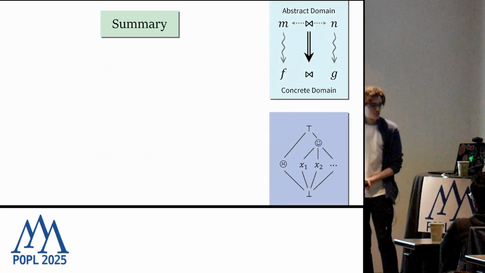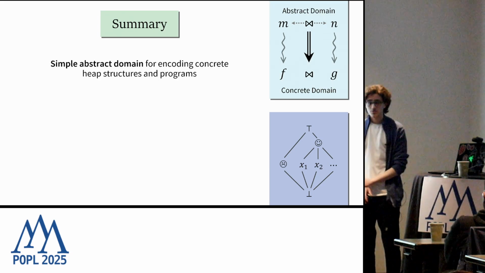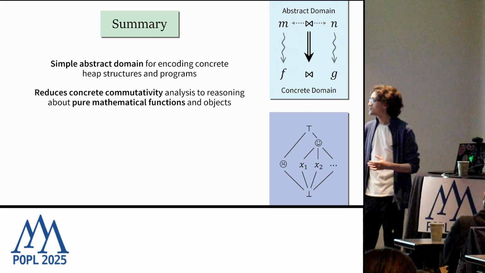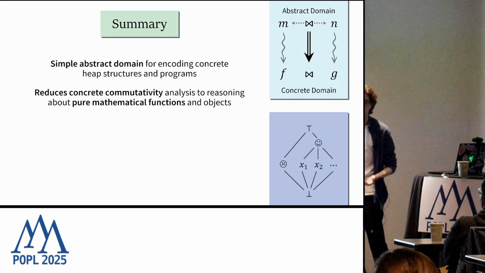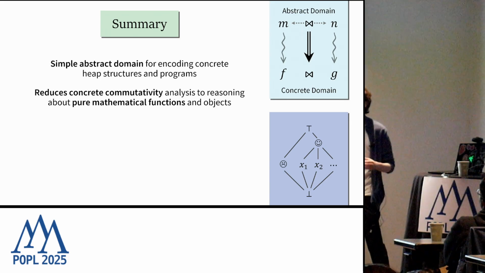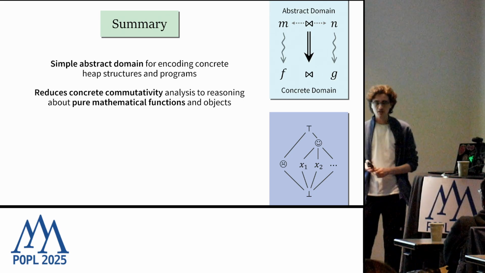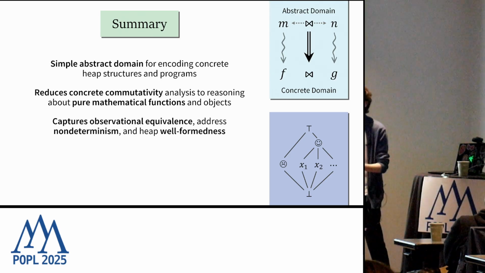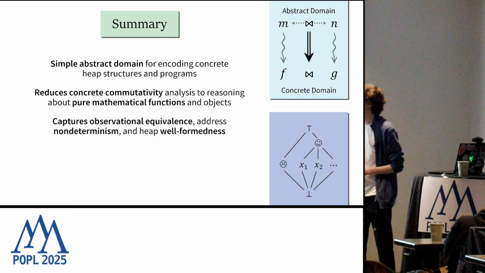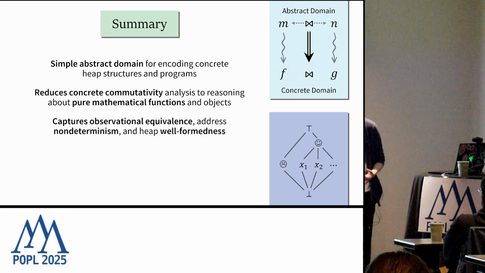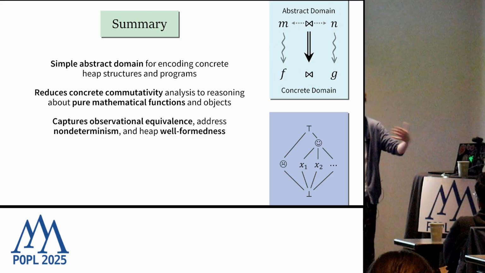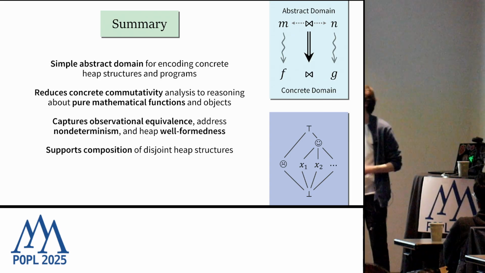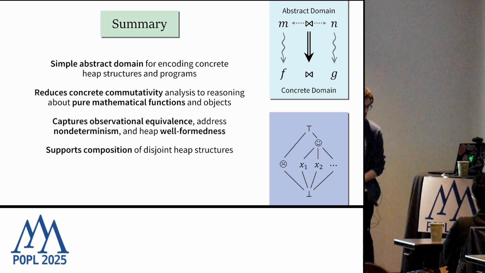OK, so to summarize, we've designed a fairly simple abstract domain that lets you lift concrete heap structures and programs and lets you reduce concrete commutativity analysis, which can be rather troublesome, to much simpler, more automatable reasoning about pure mathematical functions and objects, for which a variety of tools and techniques exist for doing this efficiently. And along the way, we're able to collapse together observationally equivalent cases and similarly handle non-determinism of address allocation and also capture the well-formedness of the heap. And as we just saw, it is amenable to compositional results about disjoint heap structures.